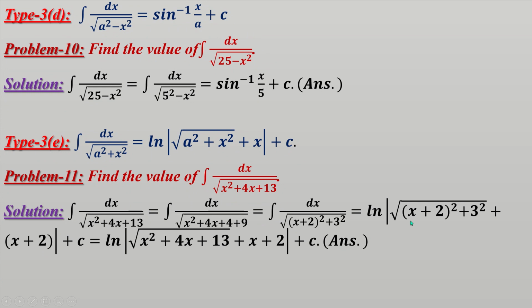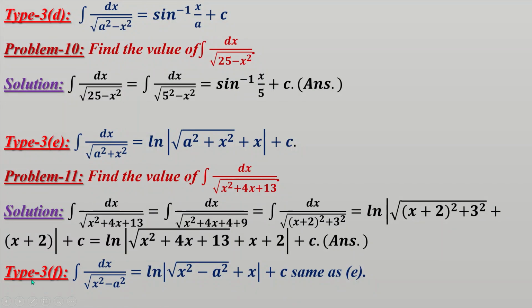Now calculate. This is equal to, you can write, square root over x square plus 4x plus 13 plus x plus 2 plus c. This is the required answer. Similarly, we can apply this formula. This is equal to ln of square root over x square minus a square plus x plus c, same as before.